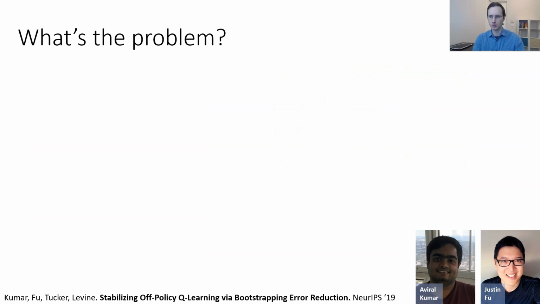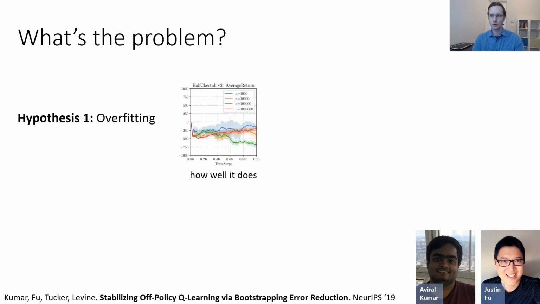So what's the problem? More recently, we've investigated this question, and this is work done primarily by two of my students, Avril Kumar and Justin Fu. One hypothesis we had was maybe the problem has something to do with overfitting. Maybe when you have that offline data and you can't collect any more, you'll just overfit to the offline data. So we wanted to see how well we can do with offline training with different numbers of data points using a standard actor-critic algorithm. The algorithm here was soft actor-critic.